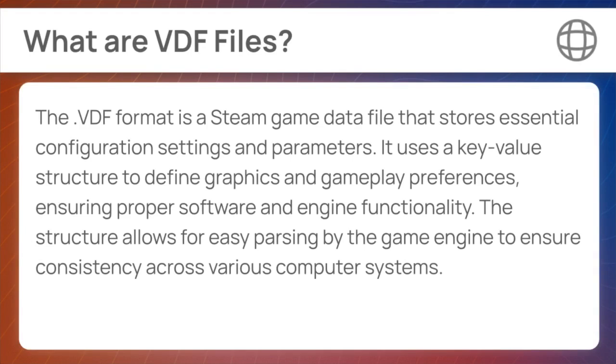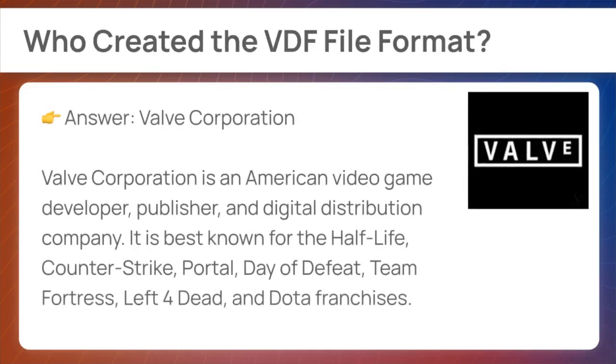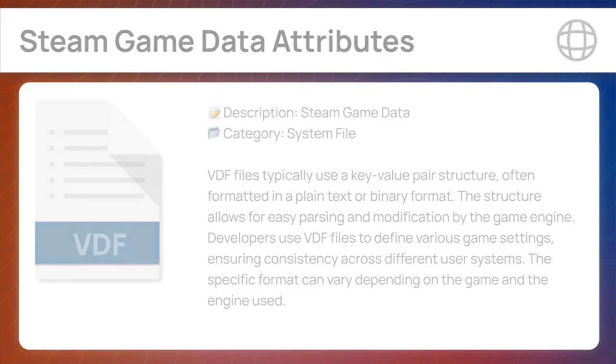It uses a key value structure to define graphics and gameplay preferences, ensuring proper software and engine functionality. The structure allows for easy parsing by the game engine to ensure consistency across various computer systems. VDF files typically use a key value pair structure, often formatted in a plain text or binary format. The structure allows for easy parsing and modification by the game engine. Developers use VDF files to define various game settings, ensuring consistency across different user systems. The specific format can vary depending on the game and the engine used.